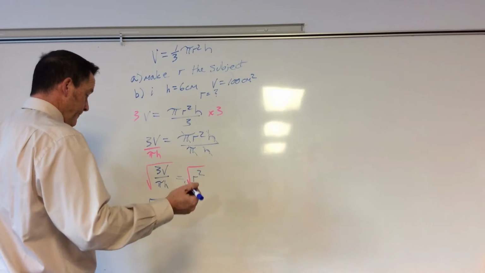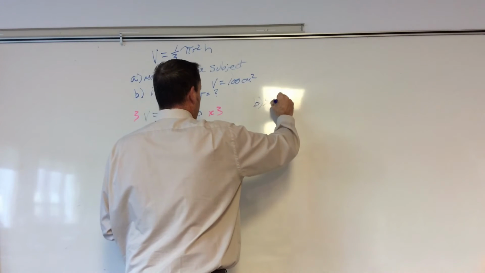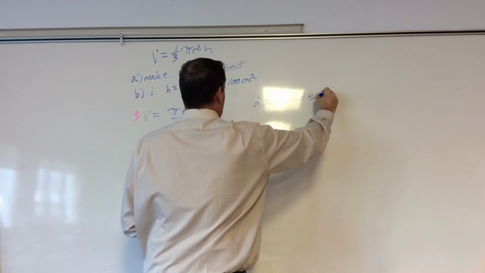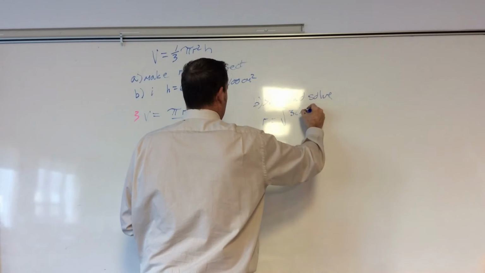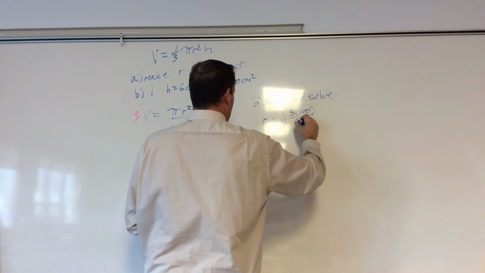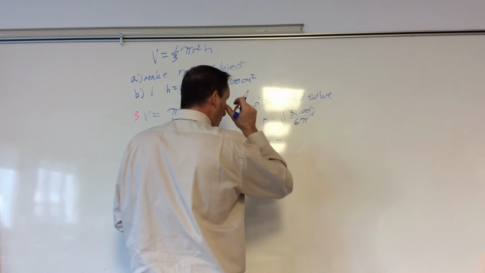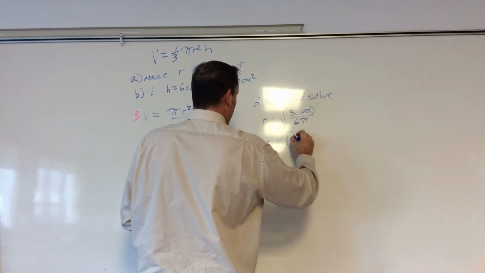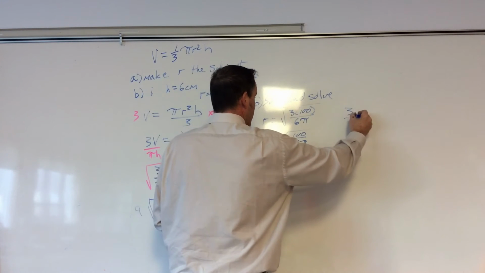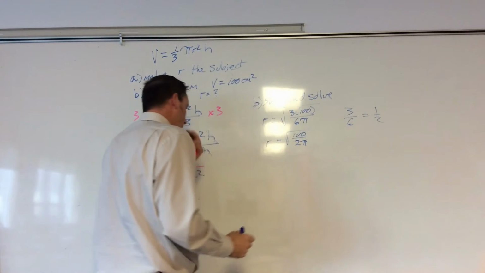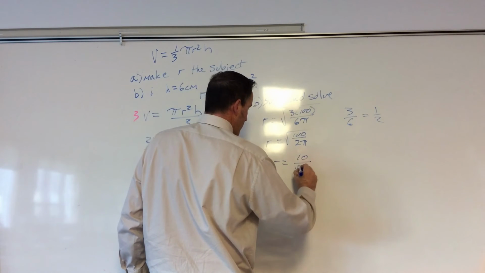So, that's part A. B, sub and solve. So we know r is equal to the square root of 3 times 100 divided by 6 pi. I always simplify: square root of 100 over 2 pi. Where did I get that from? 3 over 6 is 1/2. I'm not sure how far it actually goes, but we can simplify this to r equals 10 over the square root of 2 pi.